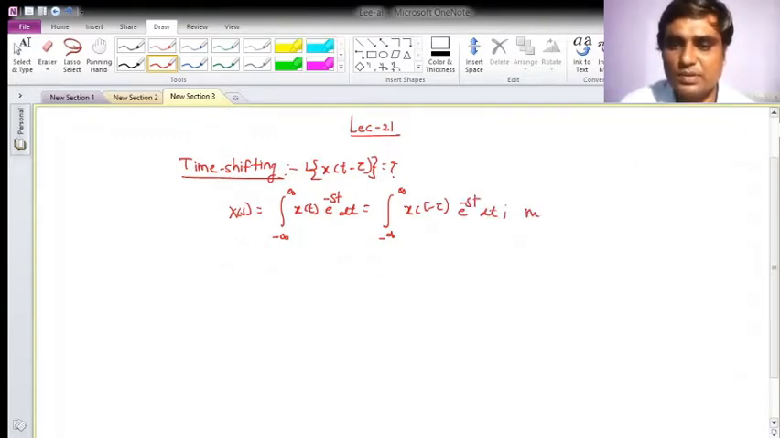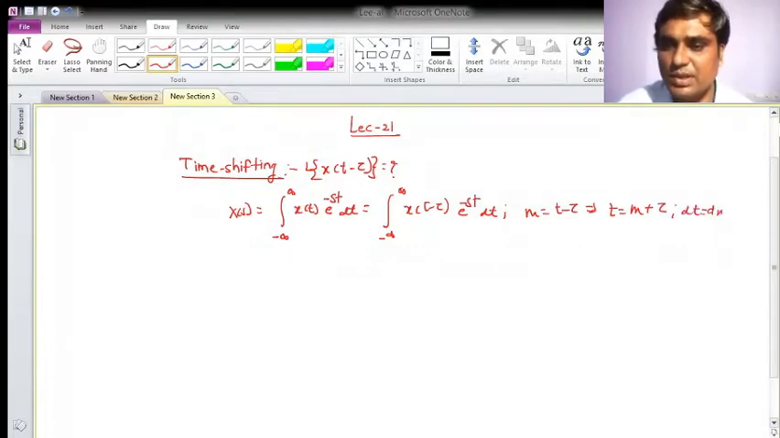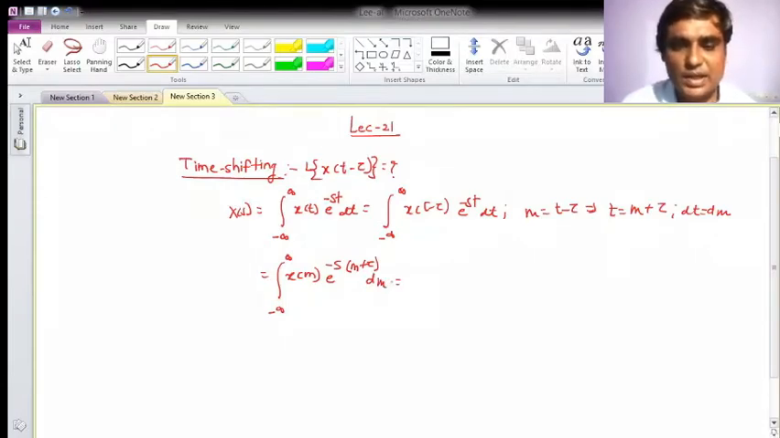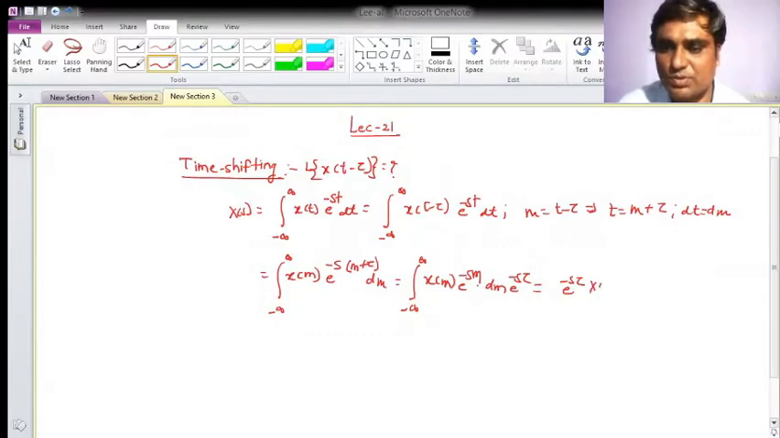I will use the variable m is equal to t minus tau. So you can write t is equal to m plus tau, where dt will be equal to dm. So this will be the integral from minus infinity to plus infinity of x of m e raised to minus s times m plus tau with dm. And this I can write as the integral of x of m e raised to minus sm dm into e raised to minus s tau, which is e raised to minus s tau into X of s.